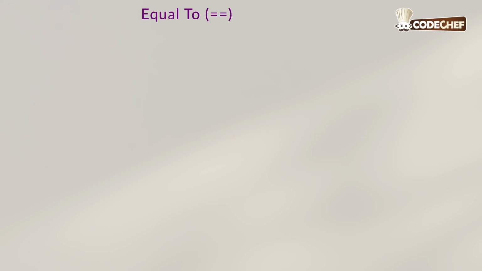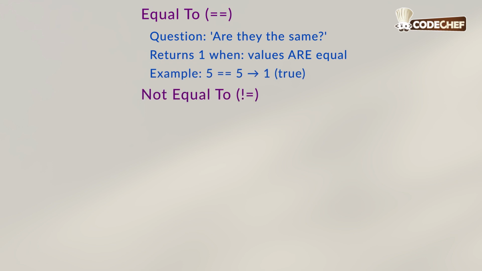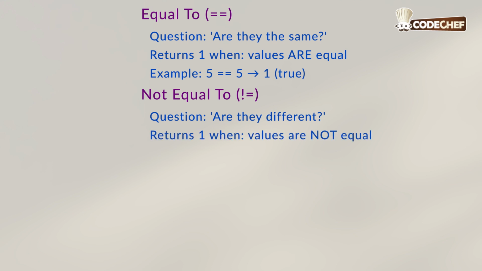Now let's create a complete reference chart for all 6 comparisons. For equal to, the question we ask is, are they the same? It returns 1 when the values are equal. For example, 5 is equal to 5 is 1 and is true. For not equal to, the question we ask is, are they different? It returns 1 when the values are not equal. Example, 5 is not equal to 3 is true.